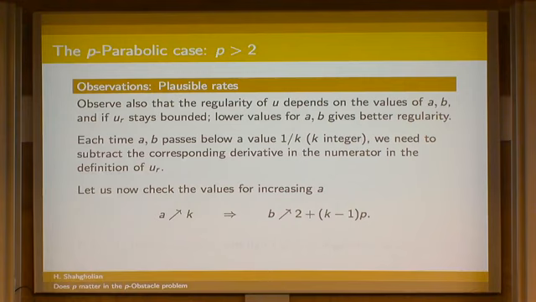So what are the plausible or possible rates? And so you see that each time, well, you don't need to read this, but each time A and B passes a certain value of 1 over k, you have to subtract something, but let's not stick into that. So if A goes up to k, then B goes up to this value. And it tells you that if k is, for instance, 1, then you have Lipschitz in x and half Lipschitz in t, regardless of p. Doesn't care about p. Which is, I don't know, strange, maybe.